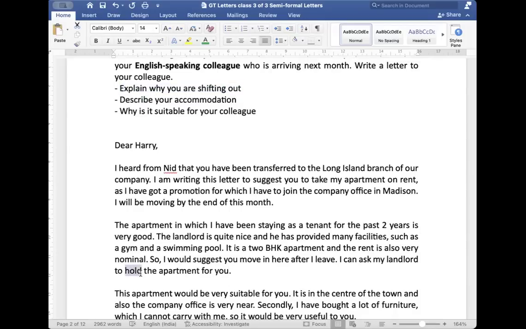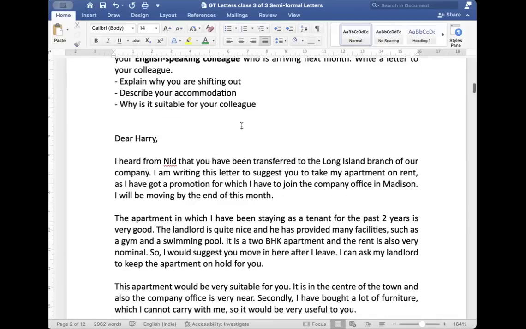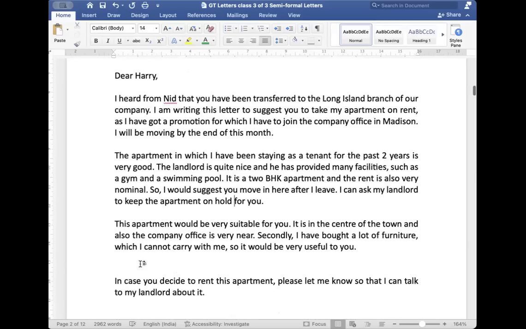That will be better. To keep the apartment on hold for you. Okay? Now you can see it is describing what has happened here. Then why it is suitable for him. This apartment would be very suitable for you.